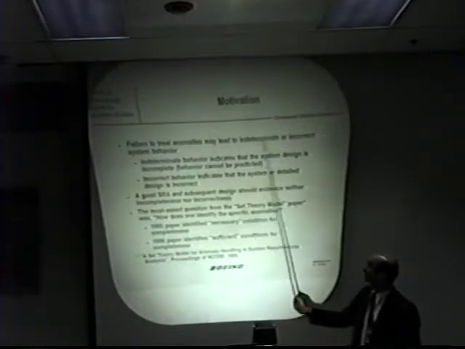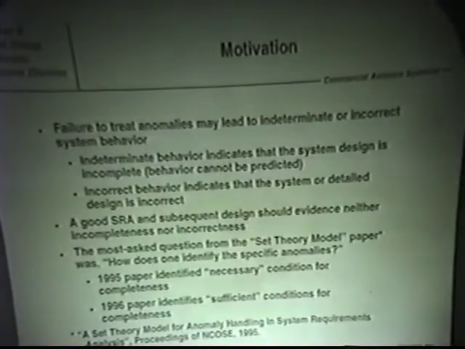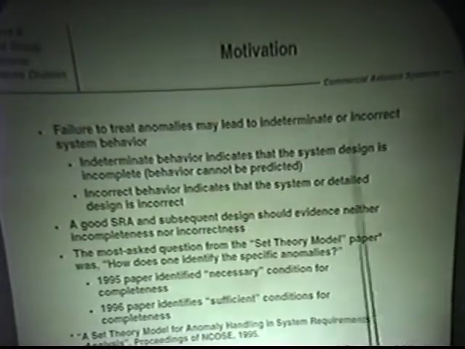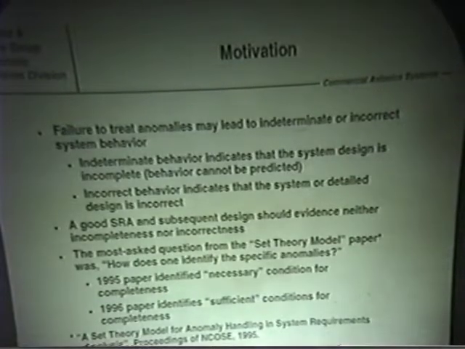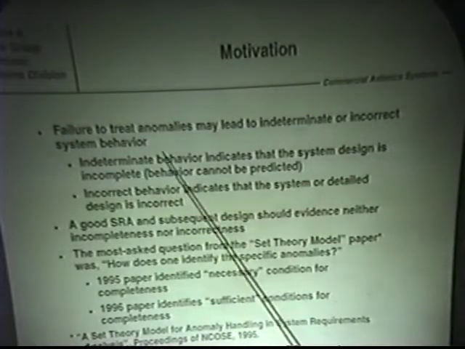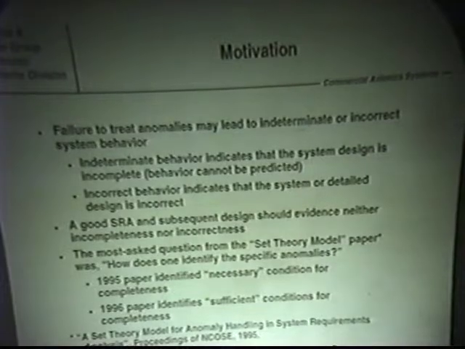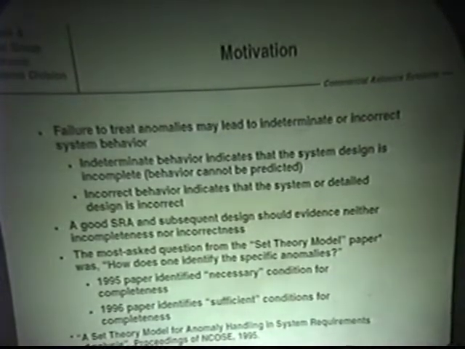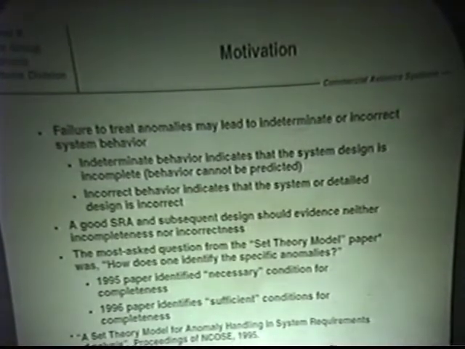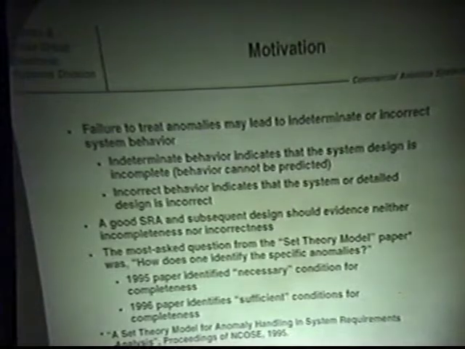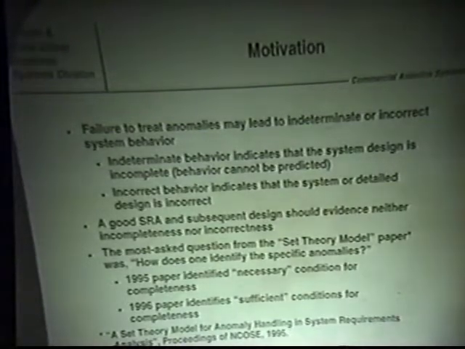Our motivation is that failure to treat anomalies may lead to either indeterminate or incorrect system behavior. Indeterminate meaning we didn't specify how it was supposed to operate, and therefore any range of operations is possible, and we can't even predict what might happen. Incorrect behavior means that the system or the detailed design is incorrect. And again, I assert that a good SRA and the design should evidence neither incompleteness nor incorrectness.